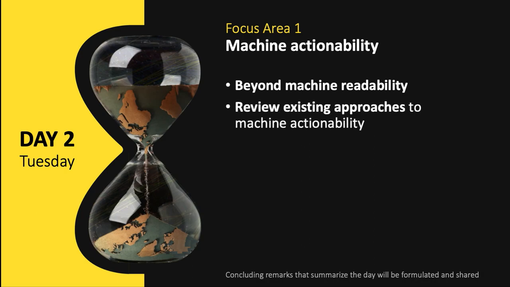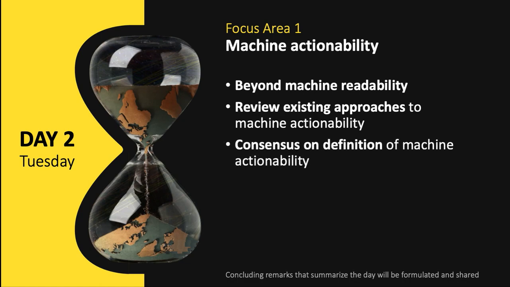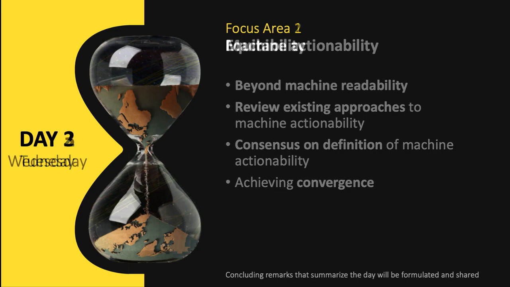Then we will review the currently existing approaches to machine actionability that have been developed within the context of FAIR in the past decade. Based on these examples, we will clearly define different levels of machine actionability. Finally, we will discuss how we could achieve convergence towards a number of commonly agreed minimal specifications for machine actionability at the center of the hourglass.